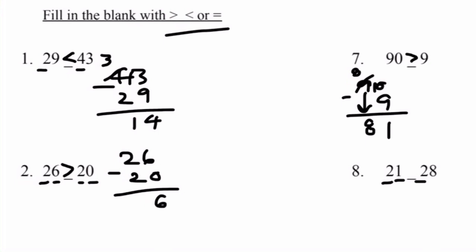21 has a 1 in the ones place, while 28 has an 8 in the ones place. Therefore, we should automatically assume that 28 is greater than 21, but let's double check. 28 minus 21, 8 minus 1 equals 7, 2 minus 2 equals 0, 28 is 7 units greater than 21, therefore we know that 21 is less than 28.